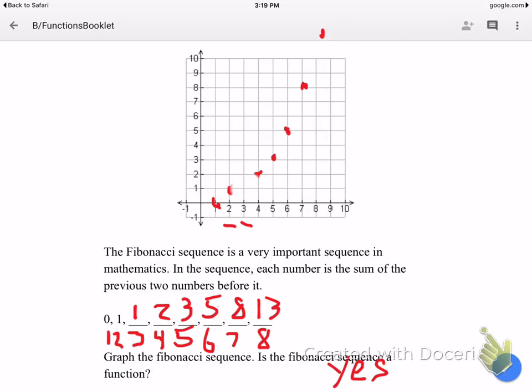So I hope this helped make sense of discrete functions a little bit. Remember, you're only plotting points. You don't have to connect them because there's no 1.5 term or 2.6 term. Connecting them makes it seem like we're filling in all the numbers in between. So good luck on your practice and have a good day.